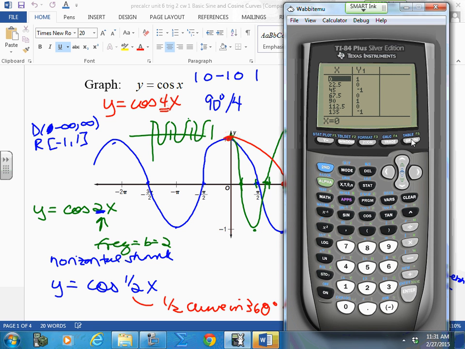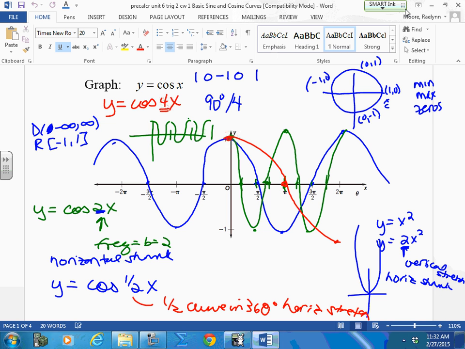Are you guys okay graphing on your calculators? I'm not a big calculator person when it comes to graphing trig. I would rather graph this way, but it is whatever it is you like to do. I like you to see that going through the quadrants. I think that makes a big difference.